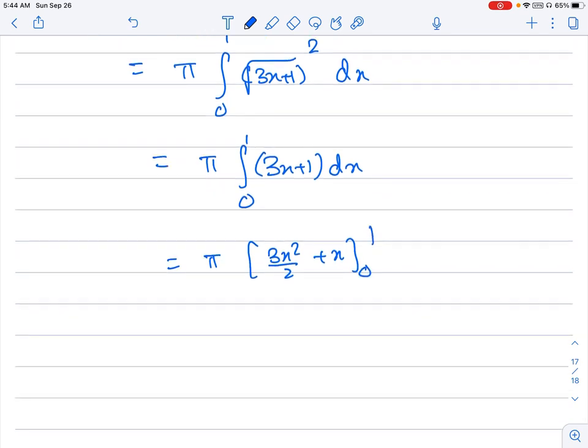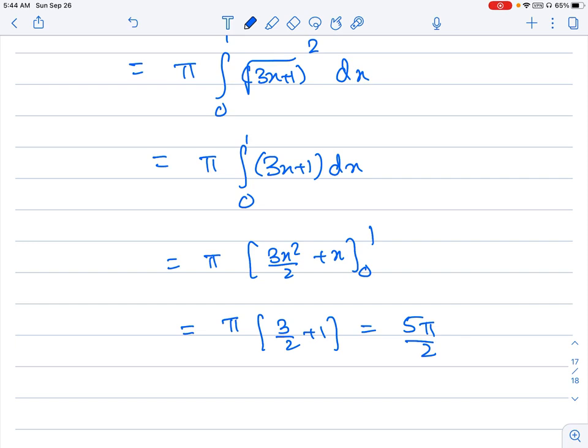So simplify that one. That should be giving you 0, no need to simplify. So pi times 3 upon 2 plus 1, which is 5 pi upon 2. This is for the total curve.